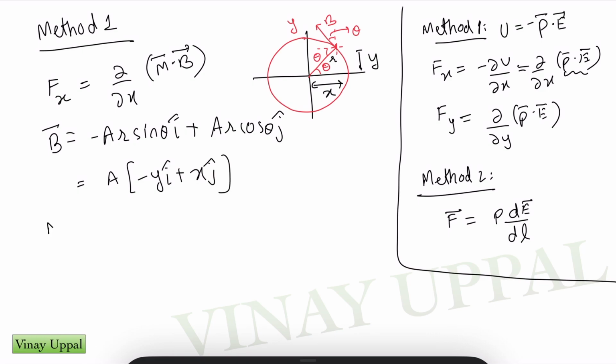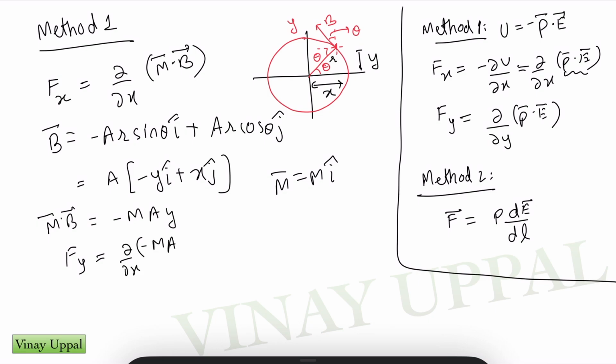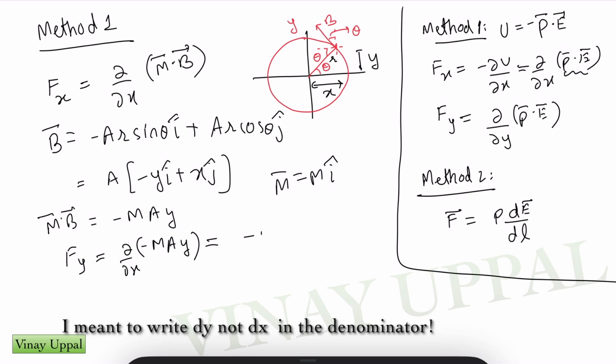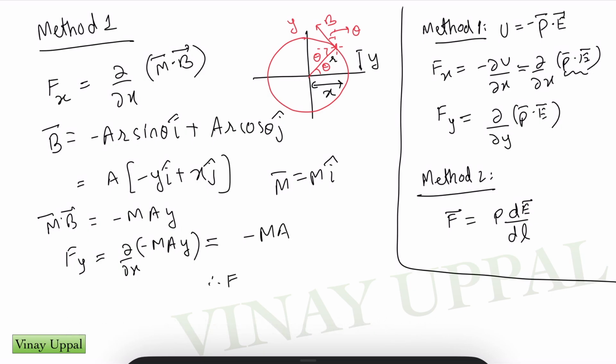Now if I calculate m dot B, m was m i cap. So m dot B would simply be minus m A y. So the x component of force will be 0, as there is no x term. The y component of the force would be the partial derivative of minus m A y, and that will come out to be minus m A. Therefore my force would be minus m A j cap. Alright, so this is the force using the first method.